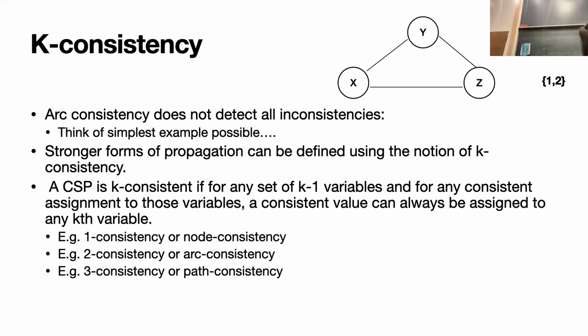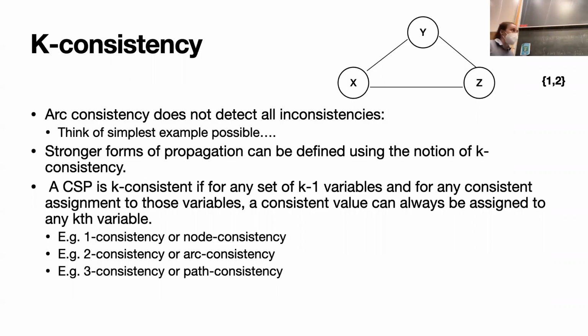A CSP is K-consistent if for any set of K minus one variables, and for any consistent assignment to those variables, there is a consistent value that can always be assigned to the Kth variable. Okay, here are some examples. There's 1-consistency, or node consistency. We don't really care about that. There is 2-consistency, or what we've just seen, which is called arc consistency. And then there's 3-consistency, which is also called path consistency. But you can keep going and going and going, and there are entire areas of mathematics attached to this.